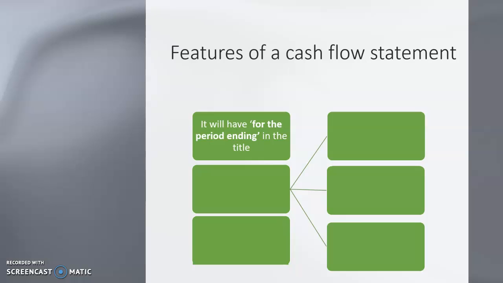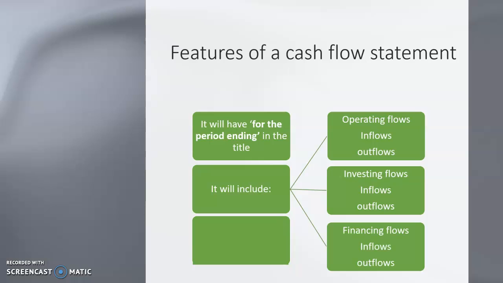Features of a cash flow statement. First of all, just like an income statement, they're going to have "for the period ending" in the title. They're going to include a number of different classifications. First of all, we're going to have operating flows. These can be broken up into inflows and outflows. Then we have our investing flows. These too can be broken up into inflows and outflows. Finally, we have our financing flows. These again can be broken up into inflows and outflows.